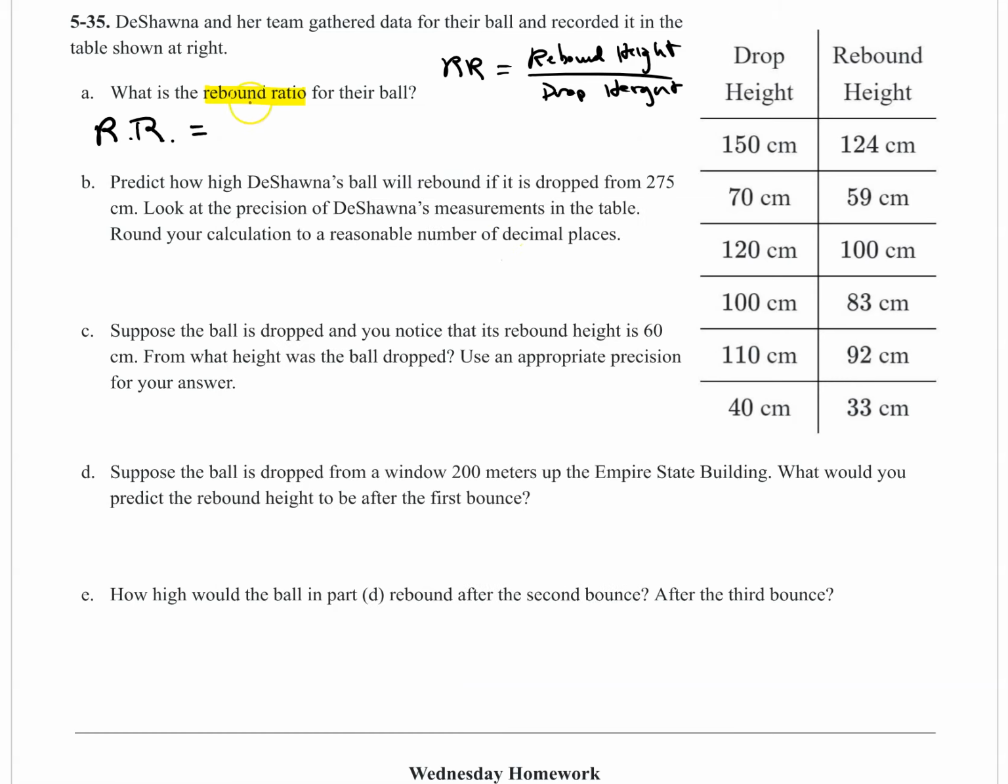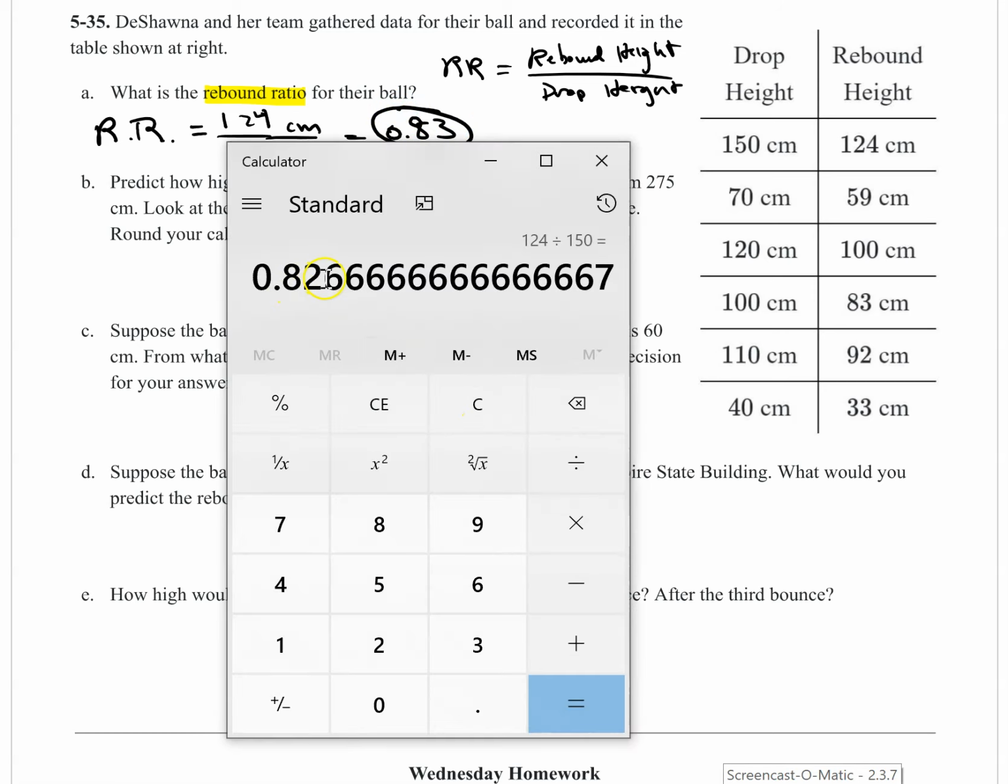So let's say 124 divided by 150 is equal to 0.83. Alright, I rounded up. 0.826, this number is a 6, so that this number right here rounds up to 3.